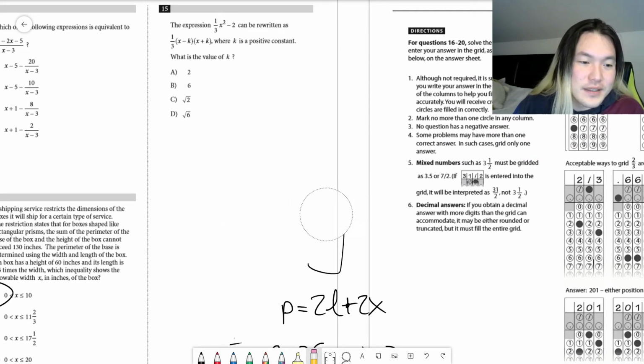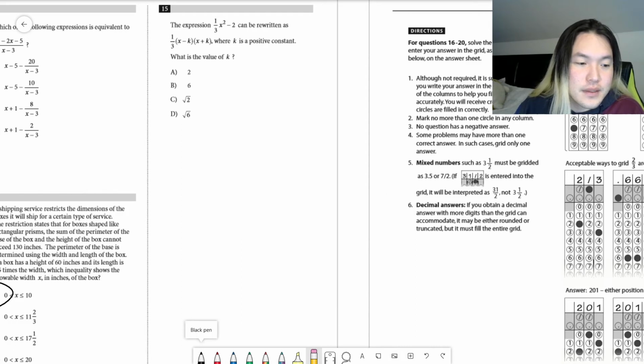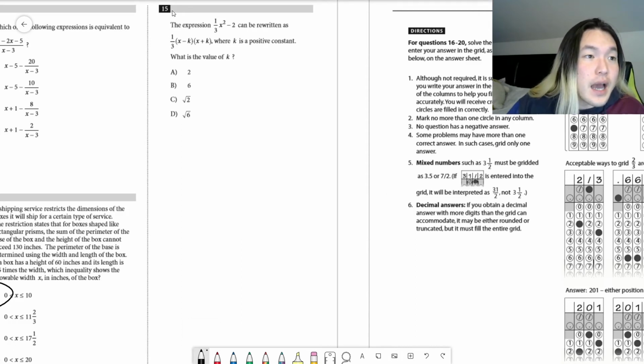15. We have the expression 1/3 x squared minus 2 can be rewritten as 1/3 times x minus k times x plus k, where k is a positive constant. What is the value of k?